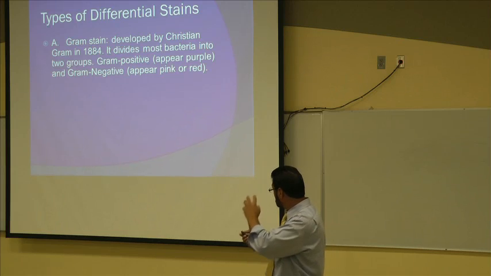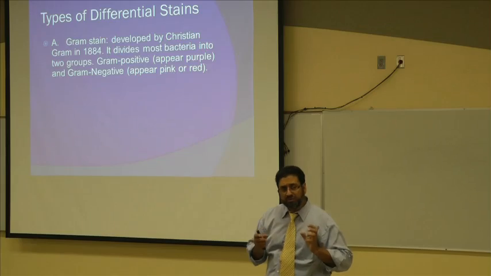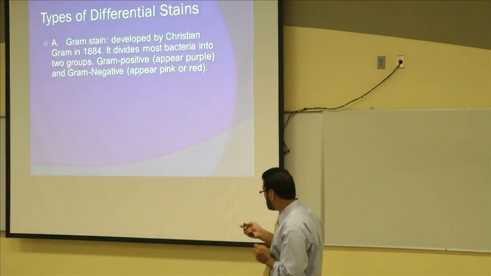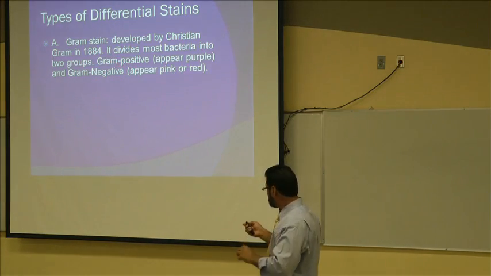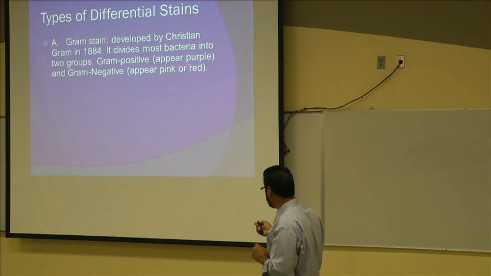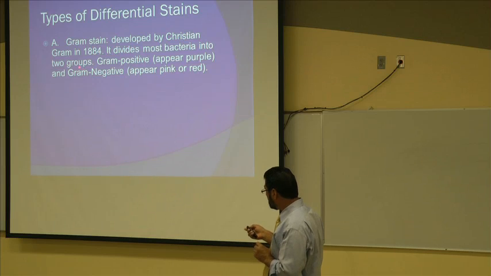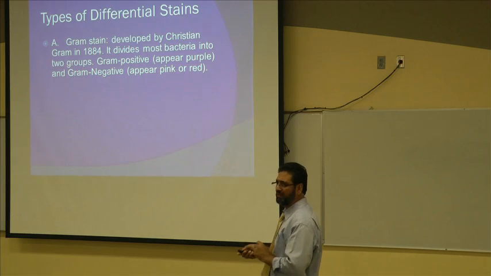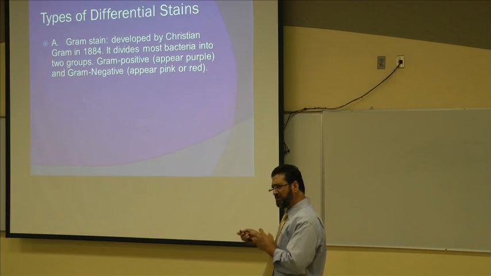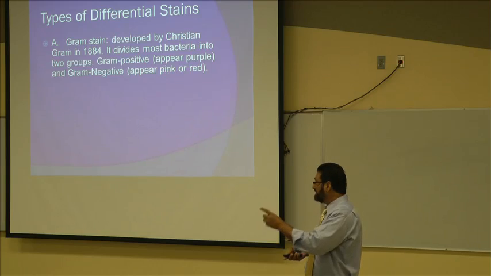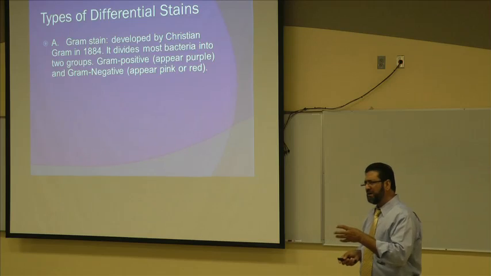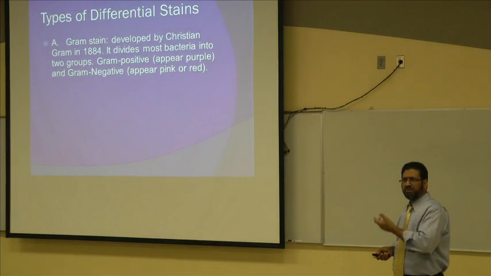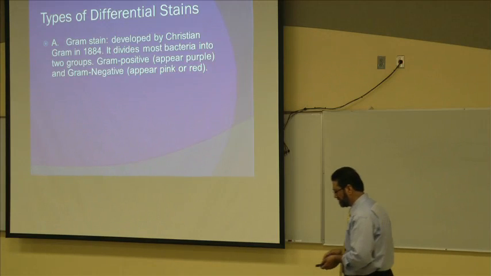This differential stain classifies most microorganisms into two categories. Gram positive: at the end of the gram stain procedure, these microorganisms appear purple, and the other ones appear pink or red. Now let's look at the gram staining procedure first, and then I'll explain the principle. Why do they appear purple and why do they appear pink? All right. There will be 2 to 3 questions on this on your test. Okay, let me explain it to you.